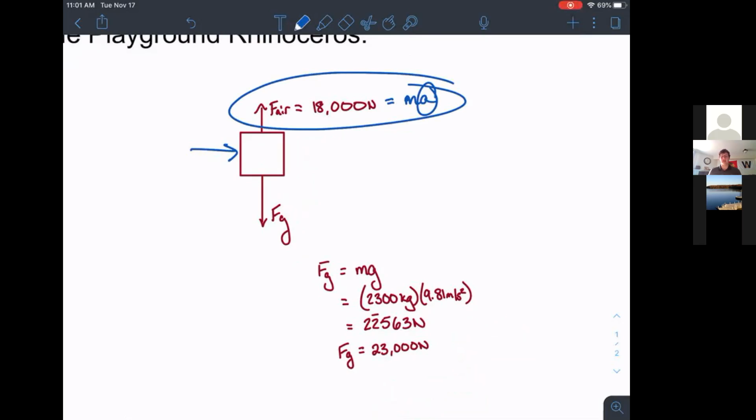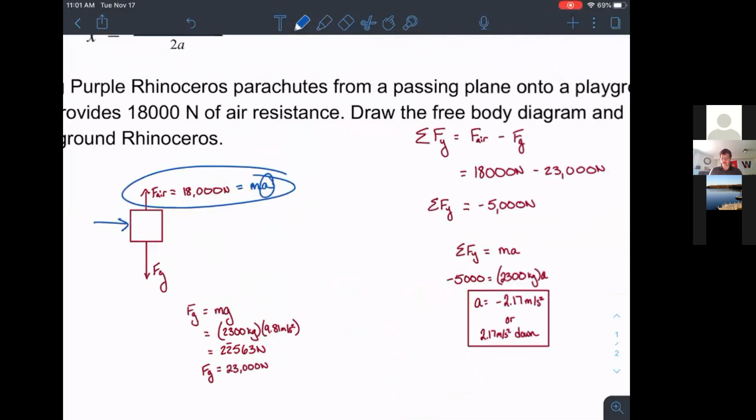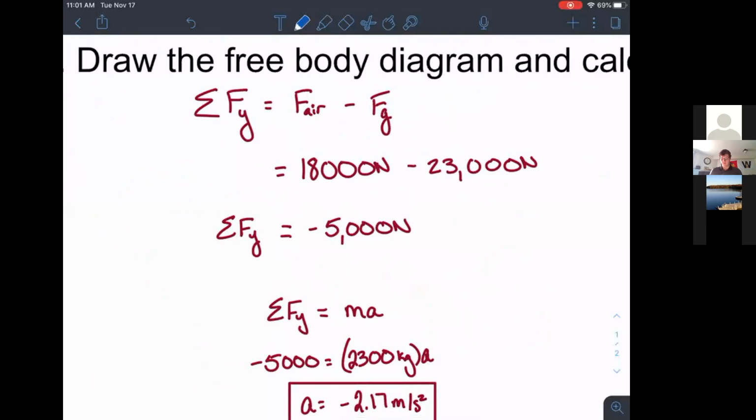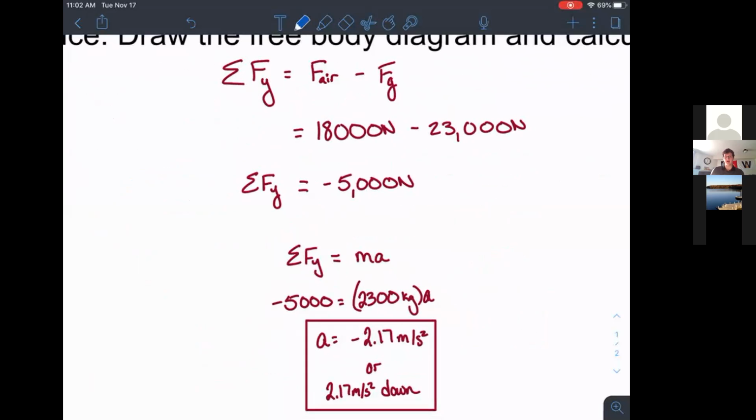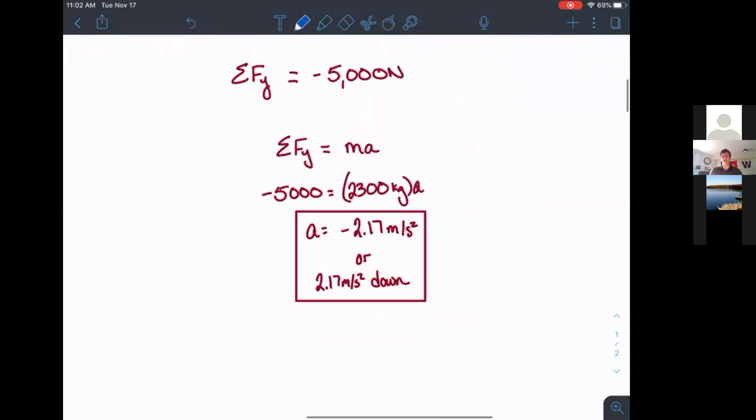So we needed to find our force of gravity, or our weight, which we get to be 23,000 newtons. We're going to find that sum of the forces, and we'll figure out that the purple playground rhinoceros is falling with a force of 5,000 newtons towards the ground. So we can then solve for our acceleration and find our acceleration to be 2.2 meters per second squared going towards the ground.